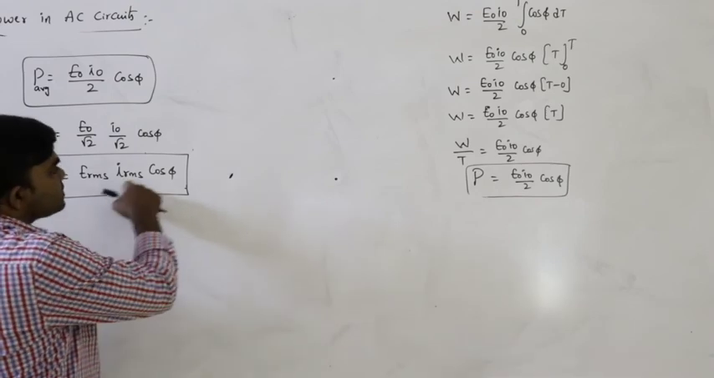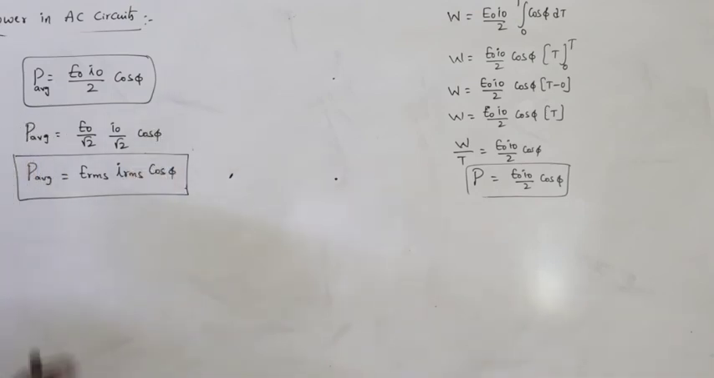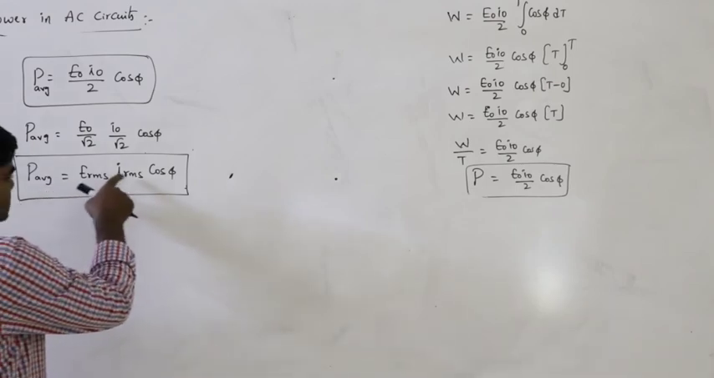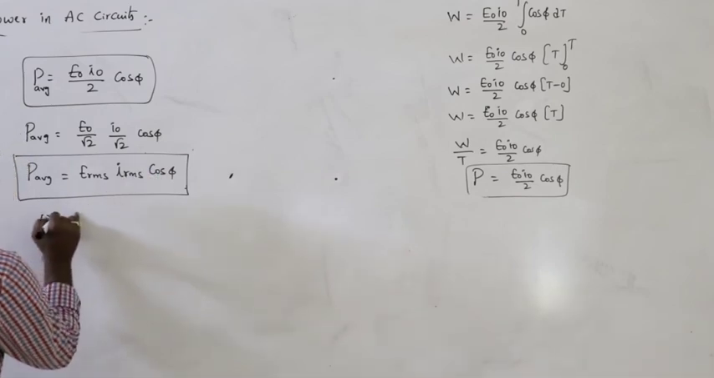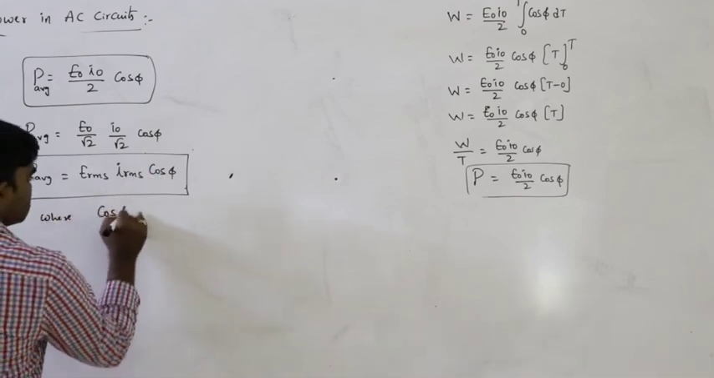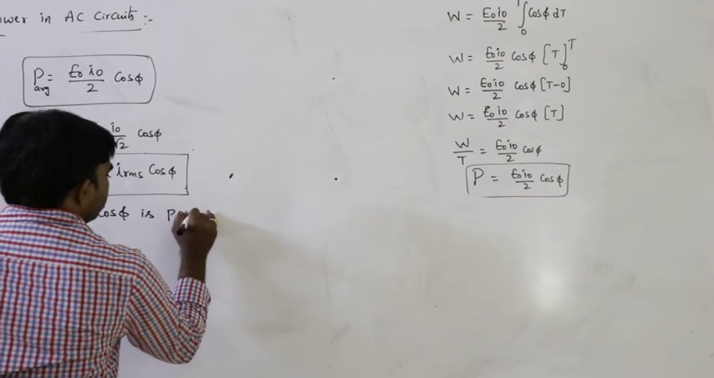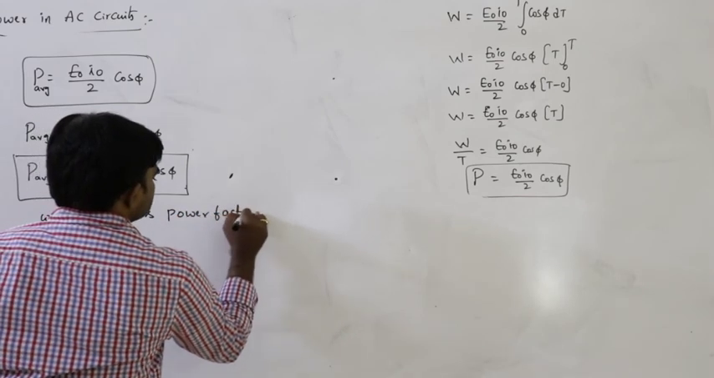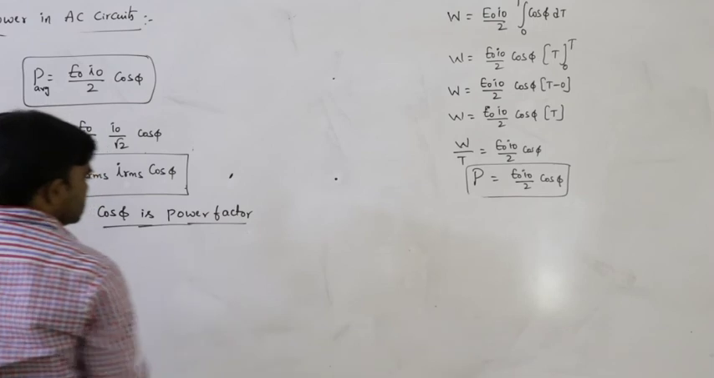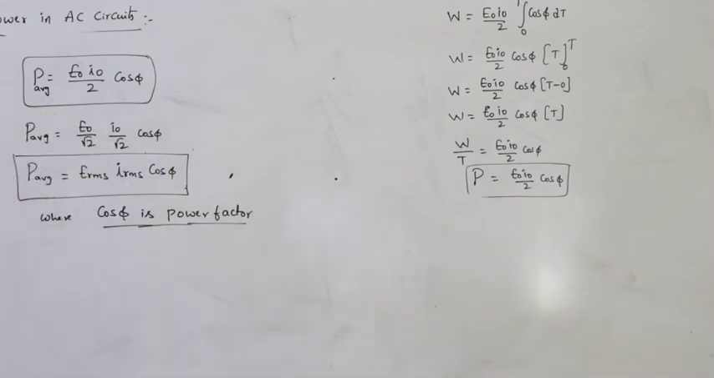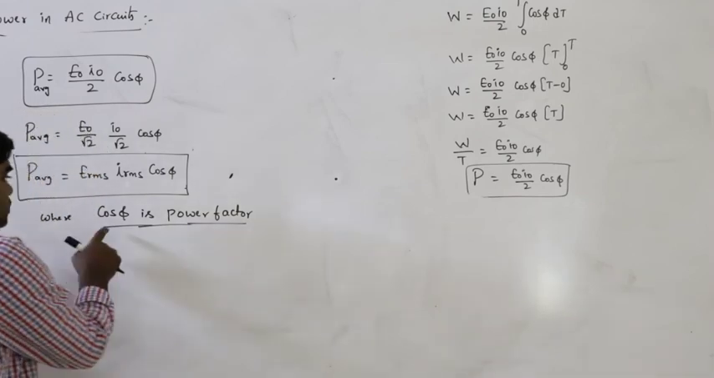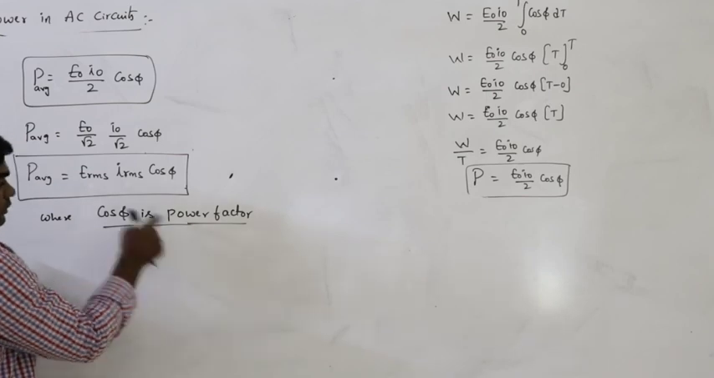ERMS, IRMS cos phi. Instantaneous power can be written as simply EI. P instantaneous is equal to EI, where E is E naught sin omega t and I is equal to I naught sin omega t, like that. So P average is ERMS, IRMS into cos phi, where cos phi is the power factor. So everything is based on this cos phi only. From this point onwards, everything is based on cos phi. Where cos phi is called the power factor.